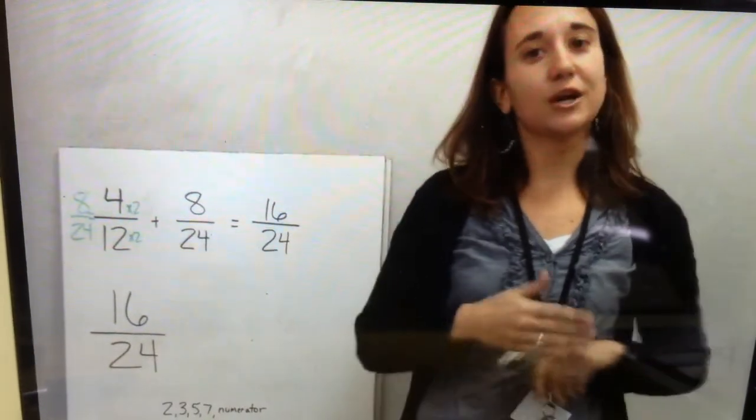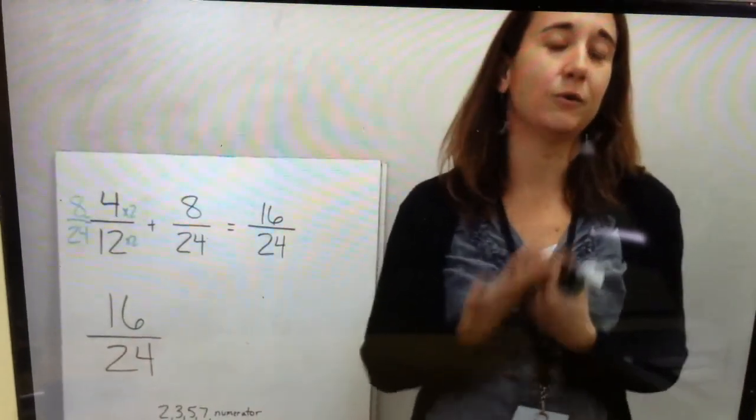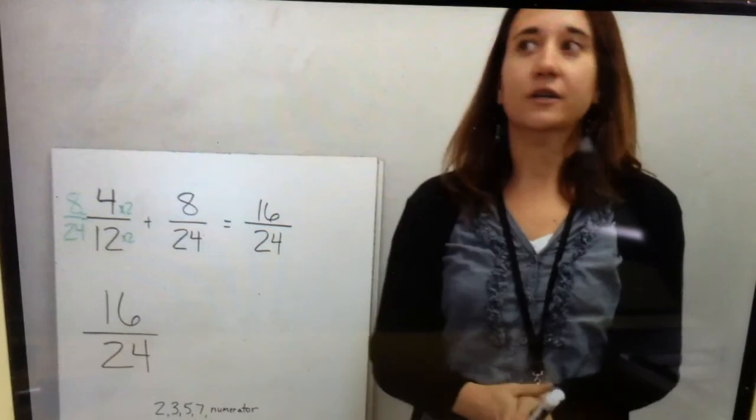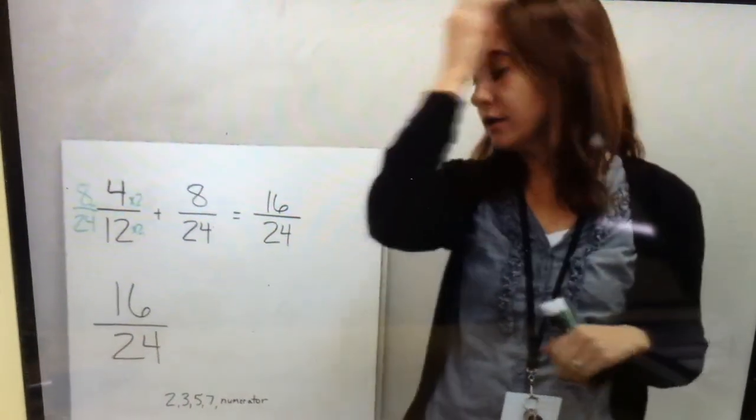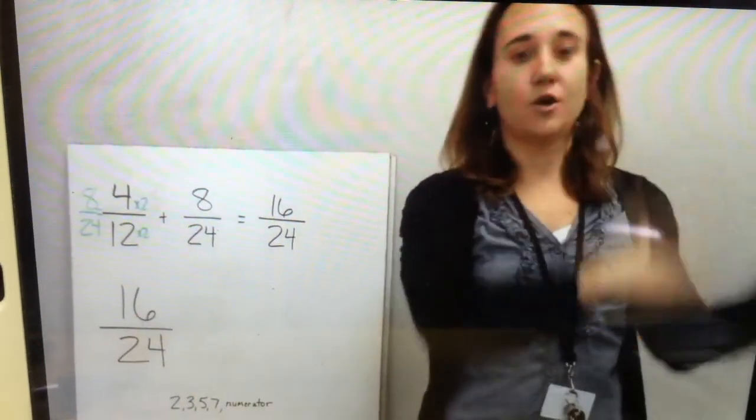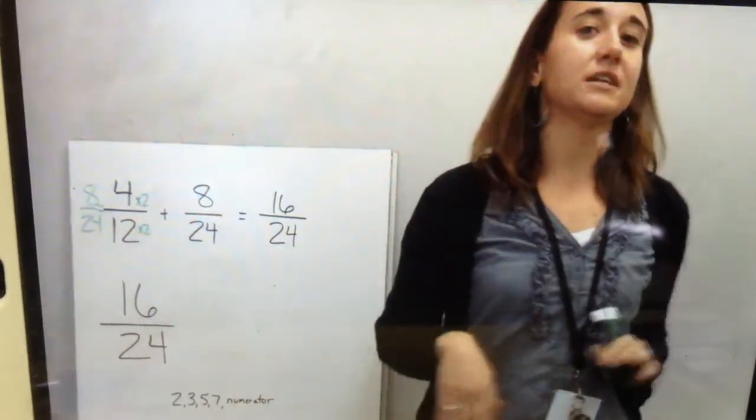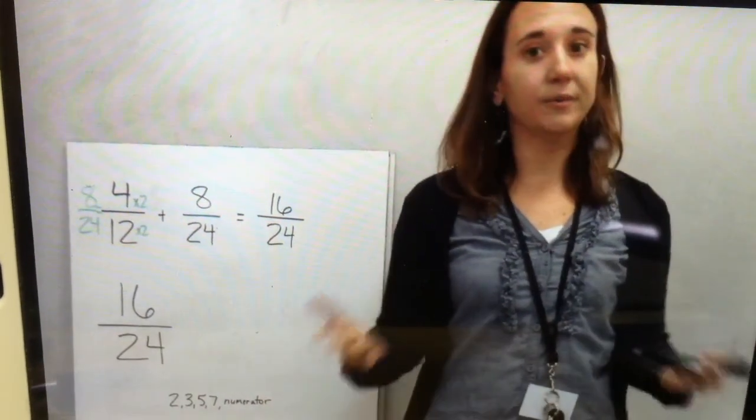And then you go to look at your answers to circle that 16/24, and it's not there. So you think to yourself, oh, I've done something wrong. I've got to go back and start all over again. Well, the truth is you haven't done anything wrong. You just haven't finished the problem.